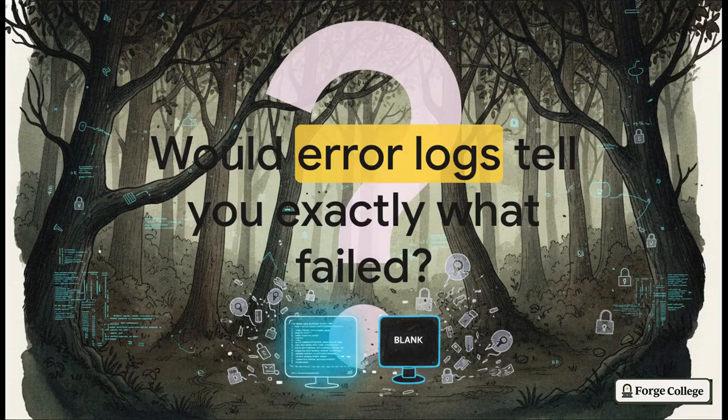I want to leave you with this final provocative thought. If your contract was attacked tomorrow, would your error logs tell you exactly what failed? Or would you be left staring at a blank terminal, just guessing what went wrong out there in the dark forest? Building defensively means building with foresight.